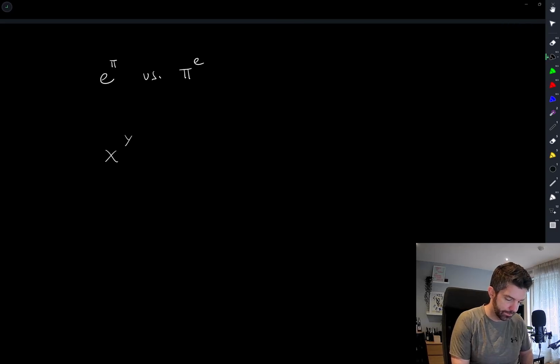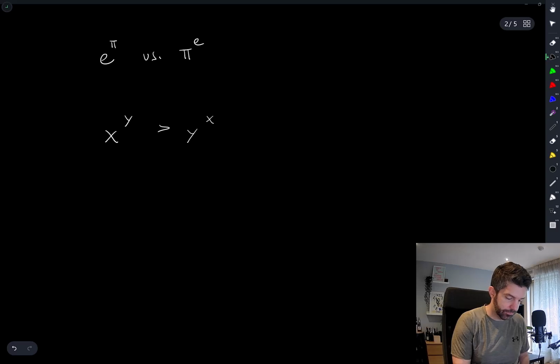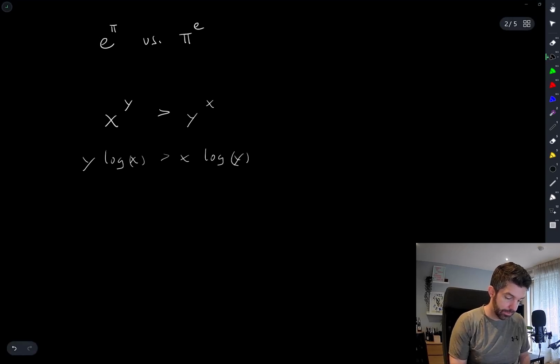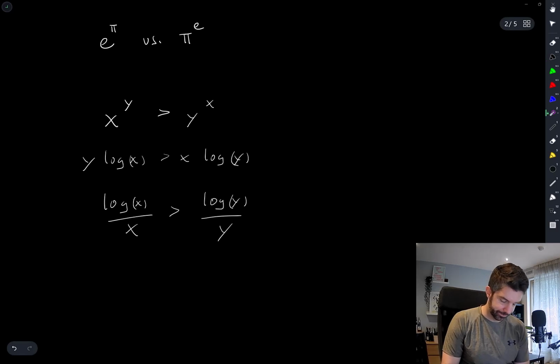x to the y versus y to the x. So x to the y is greater than, let's go strict, greater than y to the x if and only if y log x is greater than x log y, if and only if log of x over x is greater than log of y over y, as long as x and y are both positive, right? We're assuming x and y are both positive. So I didn't multiply or divide by a negative number anywhere.